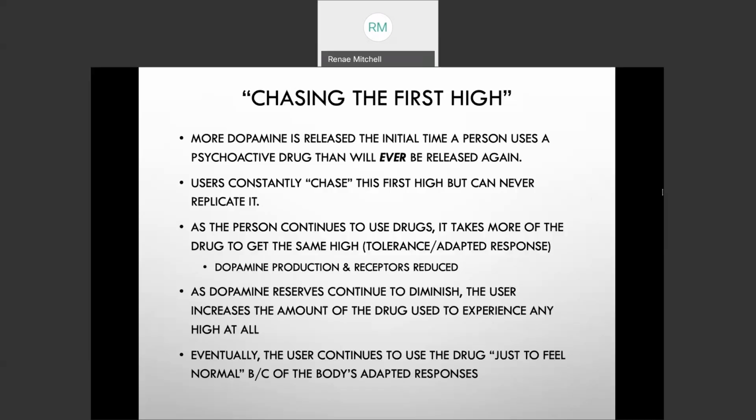I've got plenty. And so, with those biological changes, the user also then has to increase the amount of drugs used to experience any high or any pleasurable feeling at all. And so eventually it becomes the case that just using an incredibly high amount of the drug is necessary just to get to baseline functioning for the individual because of the way the body adapts. So, because of that impact on the dopamine system, that's what leads a user to continually chase that first experience that they will never get because of the way the body adapts and responds to chronic drug use.